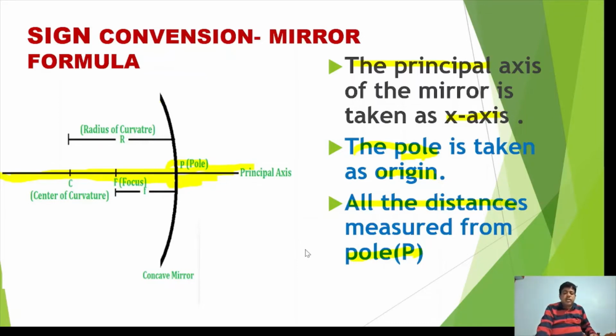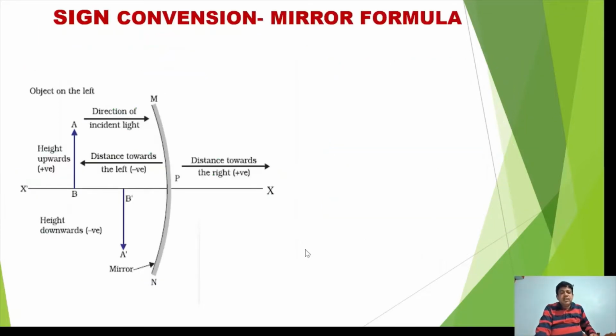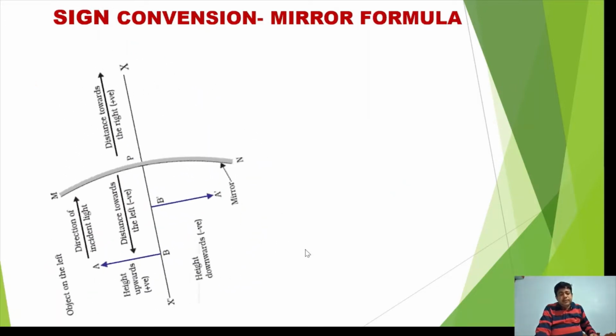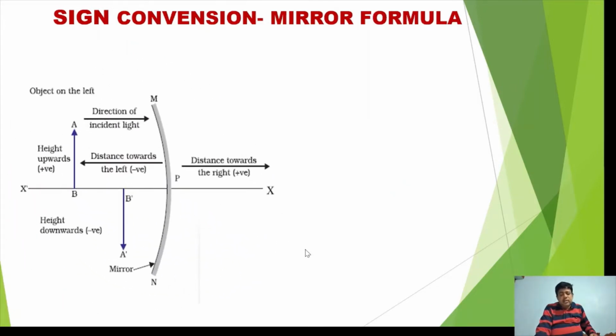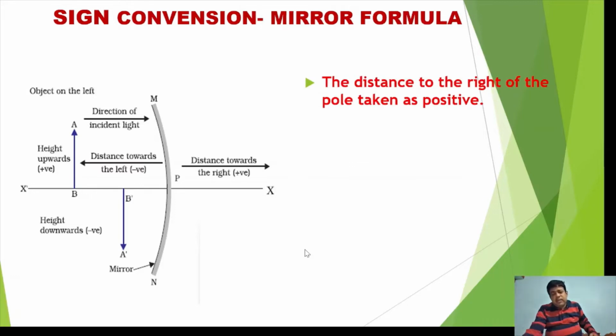This is another important concept. Look here. Another important point on the sign convention is that the distance to the right of the pole is always taken as positive. This is the pole, and this is the distance to the right of the pole. Taken as what? Positive.